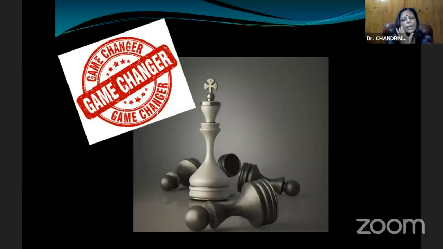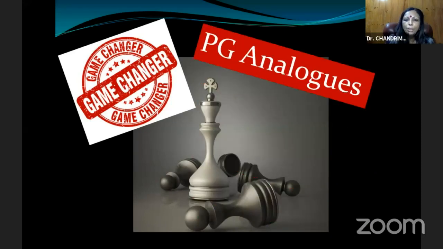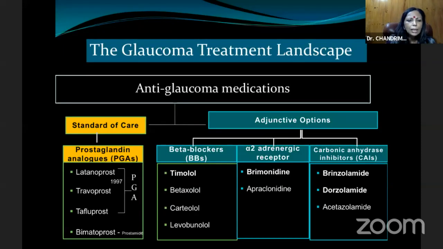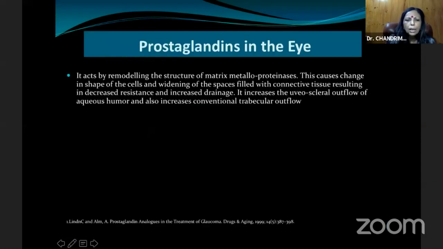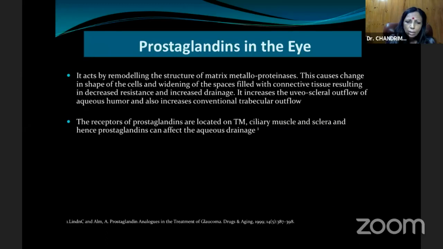So next we move on to the game changer. The game changer today is none other than the PG analogues. My previous speakers have very beautifully spoken about PG analogues, so I won't go into the details. I'll just cover a few points, that is, just looking at the glaucoma treatment landscape. Latanoprost came in as early as 1997, which was followed by bimatoprost, then travoprost, and finally tafluprost. And prostaglandin analogues in the eye, I wouldn't go into the details of how they function because my previous speakers have already said all that.